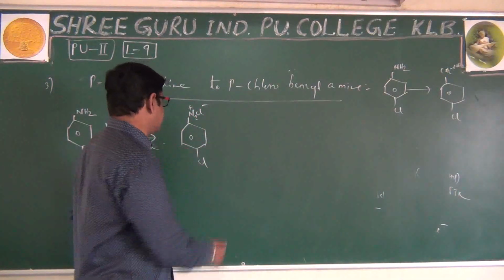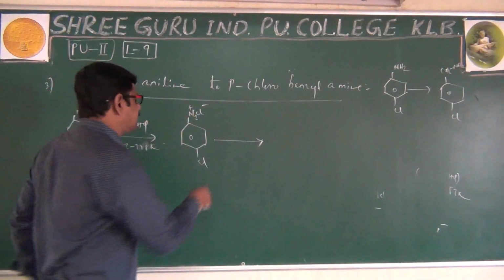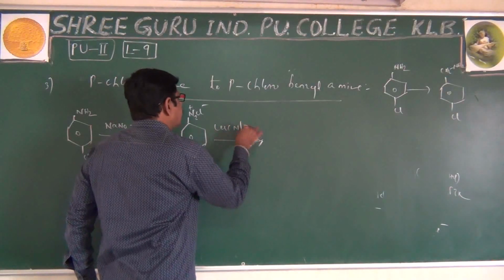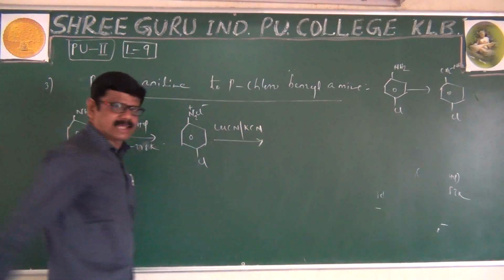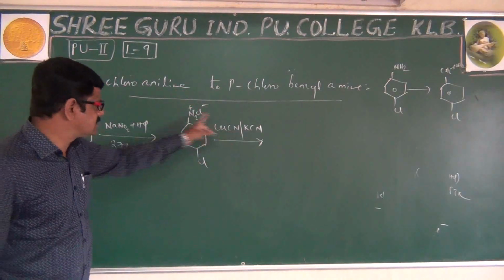Now next, this diazonium salt is reacted in the Sandmeyer reaction, that is CuCl and potassium cyanide. The Sandmeyer reaction takes place, and the N2 diazo group is replaced with the cyanide.